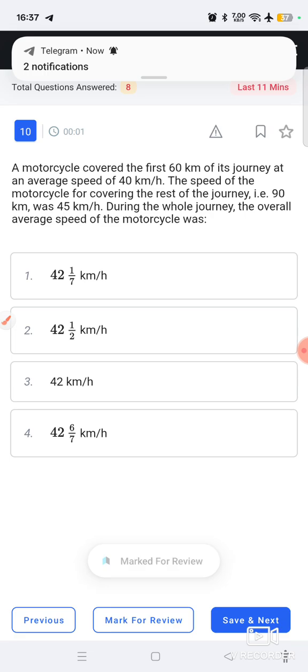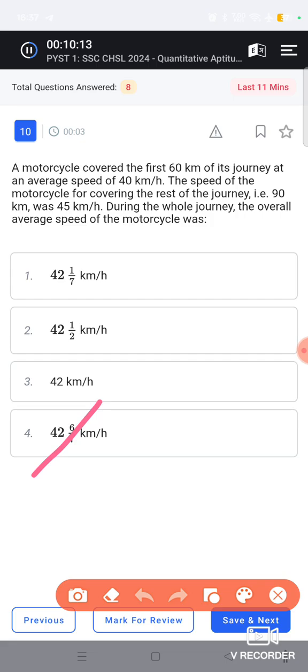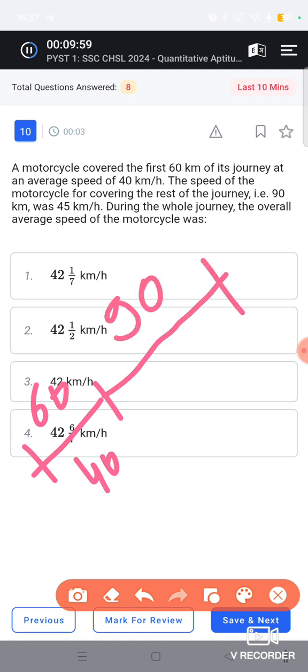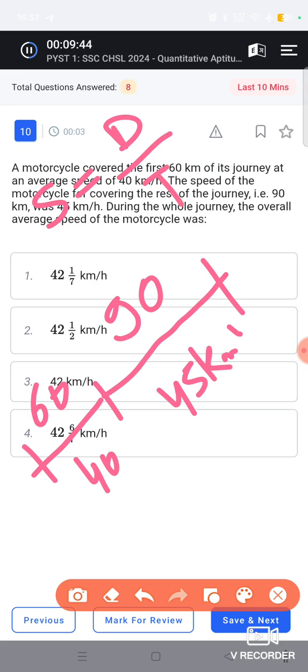A motorcycle covered the first 60 kilometers of the journey at an average speed of 40. And the speed of the motorcycle for covering the rest of the journey, that is 90 kilometers, was 45 kilometers per hour. During the whole journey, find the overall average speed. Speed is equal to distance by time, and average speed is equal to average distance by average time. Then find the total distance. Average distance means total distance.